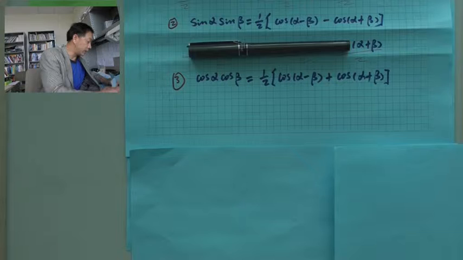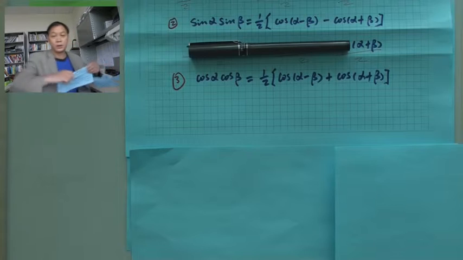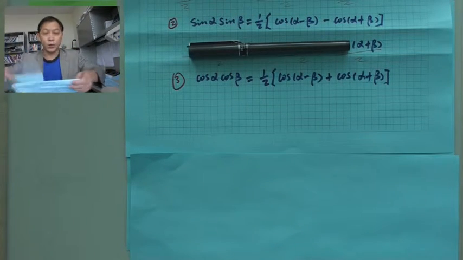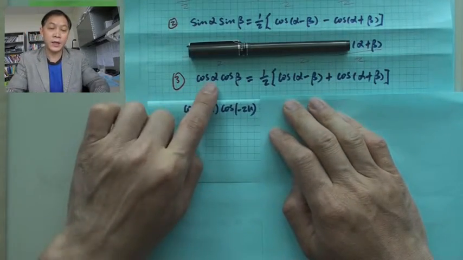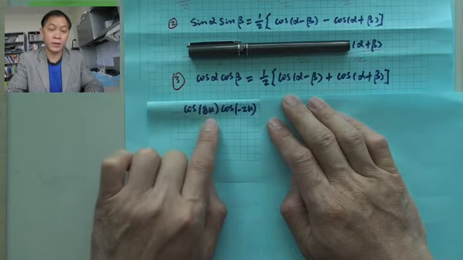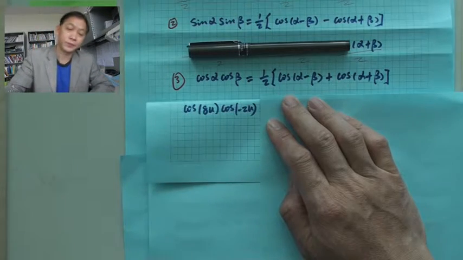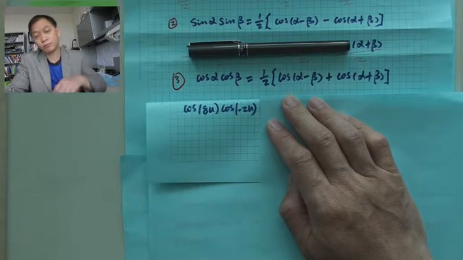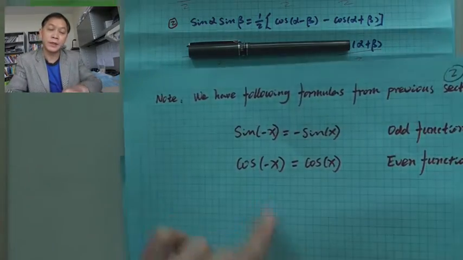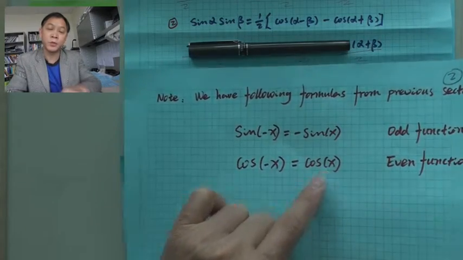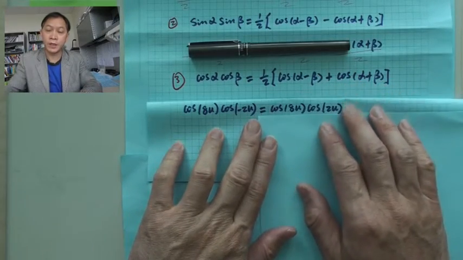So I got to fold it again. The third one, for sure, you are given two cosines. Okay. Cosine alpha, cosine beta. And cosine alpha is 8u. Cosine beta is negative 2u. Again, negative. Previously, you probably remember I showed you negative, positive, no problem for cosine. So what you want to do is make them equal.